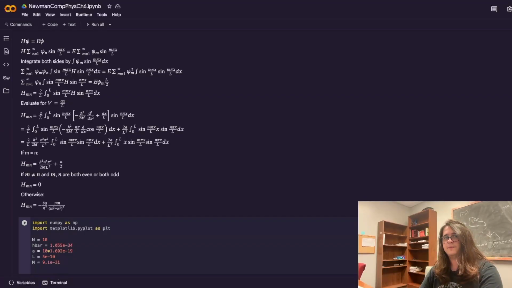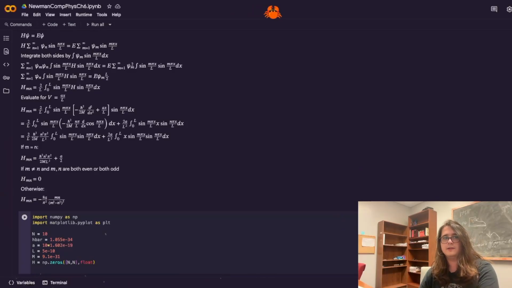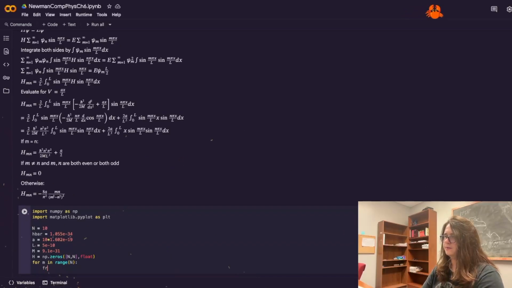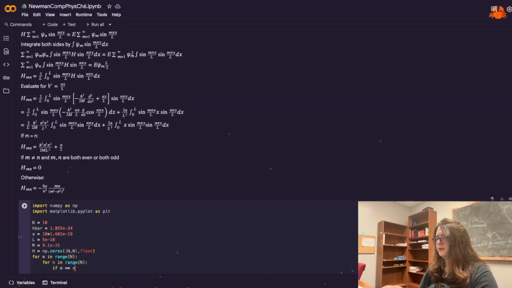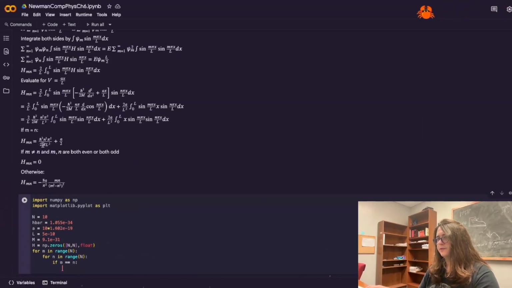Pretty classy stuff. We can initiate the creation of the Hamiltonian matrix. It's going to start out as a numpy zeros object of size n by n with float values that we're going to update in a loop. For m in range n, for n in range n, so pretty standard sort of matrix updating loop. Again, if m is equal to n, then we have a particular analytical value for what the h indexed m comma n should be.